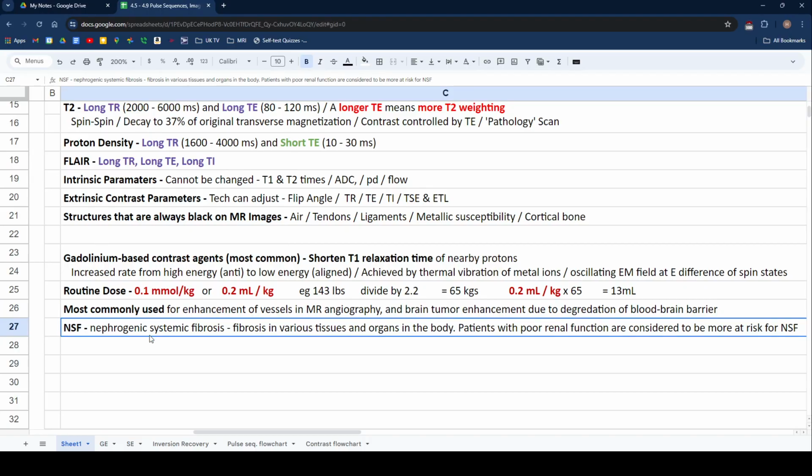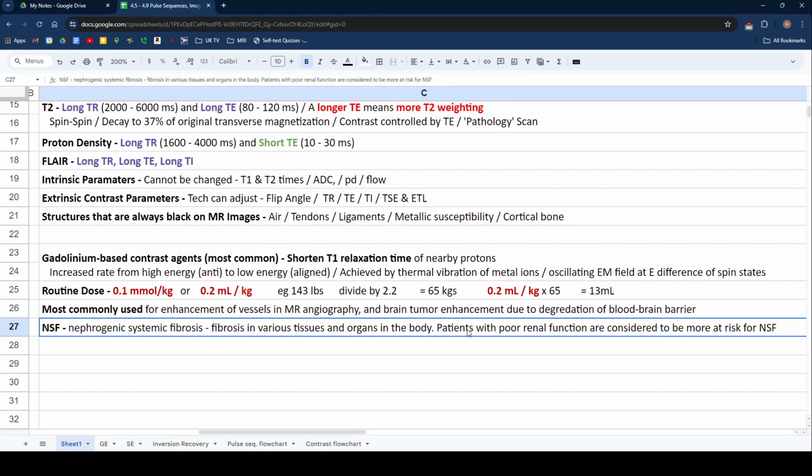NSF is nephrogenic systemic fibrosis, is fibrosis in various tissues and organs in the body. Patients with poor renal function are considered to be more at risk for NSF.